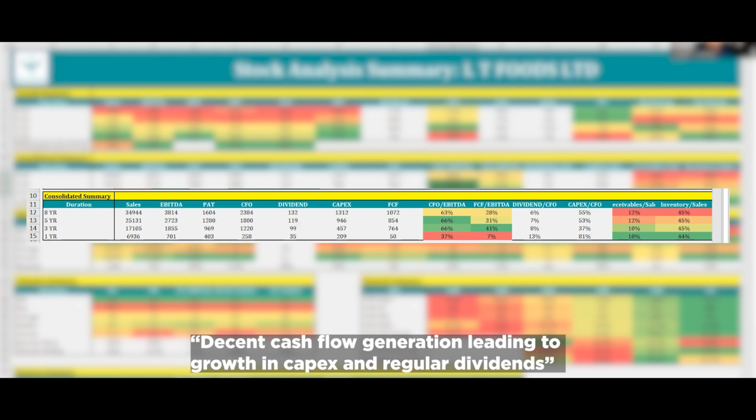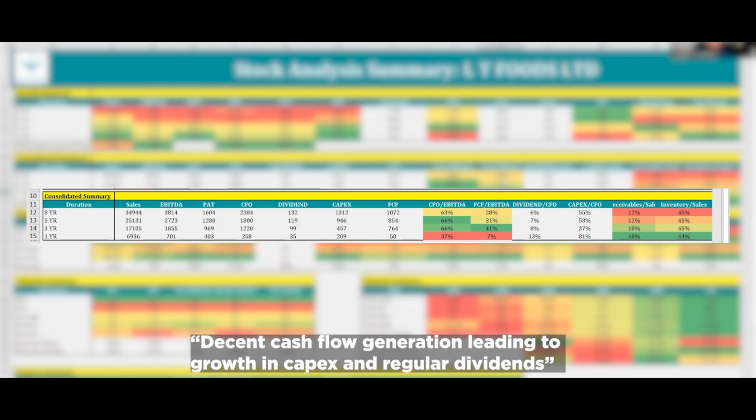It's decent. We can't go on 1 year data again, because on a 1 year basis the fluctuations could be higher. I would suggest looking at 3 year data. It has been consistently around 63 to 66%. Not only that, after all the capex which the company incurs, it generates free cash flow also. And slowly the free cash flow generation has increased.